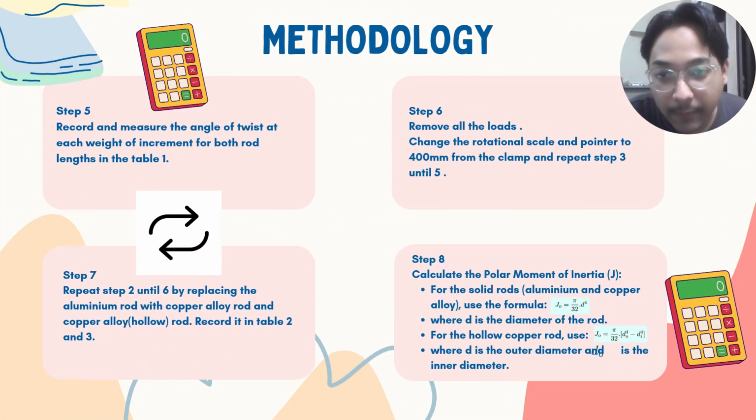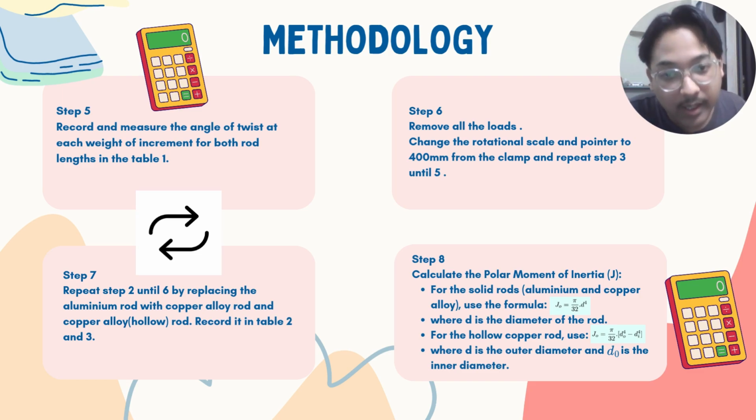For step number 5, record and measure the angle of twist at each weight increment for both rod lengths in table 1. Step 6, remove all the loads, change the rotational scale and pointer to 400 millimeter from the clamp and repeat steps 3 until 5. Step 7 is repeat steps 2 until 6 by replacing the aluminum rod with copper alloy and copper alloy hollow rod. Record it in tables 2 and 3.